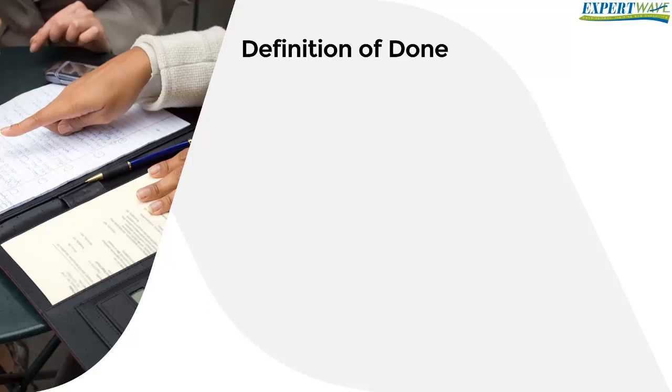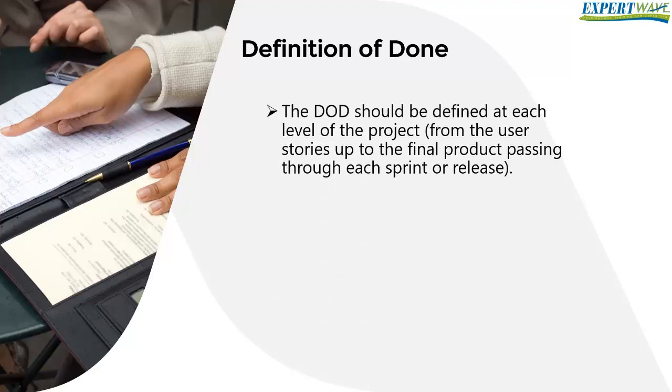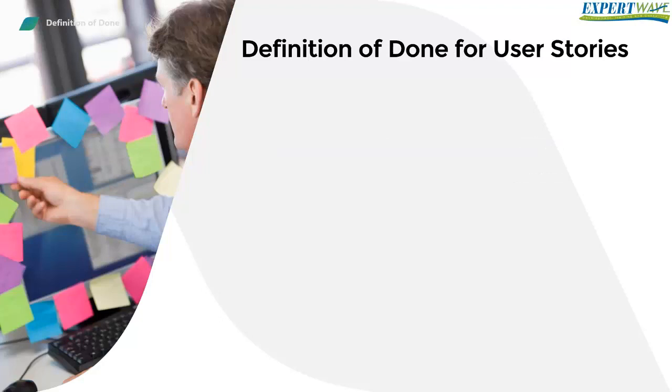Because each of the project sprints should create a valuable product, the definition of done should be defined at each level of the project, from the user stories up to the final product, passing through each sprint or release. Examples of the definition of done criteria are: for the user story, the definition of done may be determined by the following criteria.